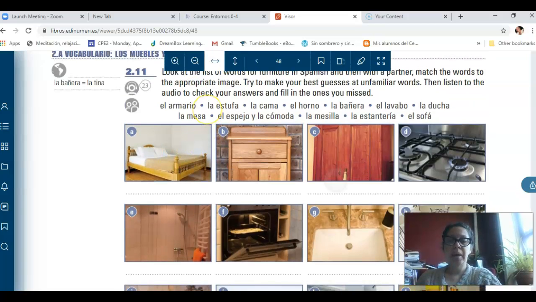So el armario, la estufa, la cama, el horno, la bañera, el lavabo, la ducha, la mesa, el espejo y la cómoda, la mesilla, la estantería, el sofá. First, you try. Okay? Once you have tried, then you can go to the end of the chapter to look for the meaning of those words. Okay? But you have to force yourself to try.